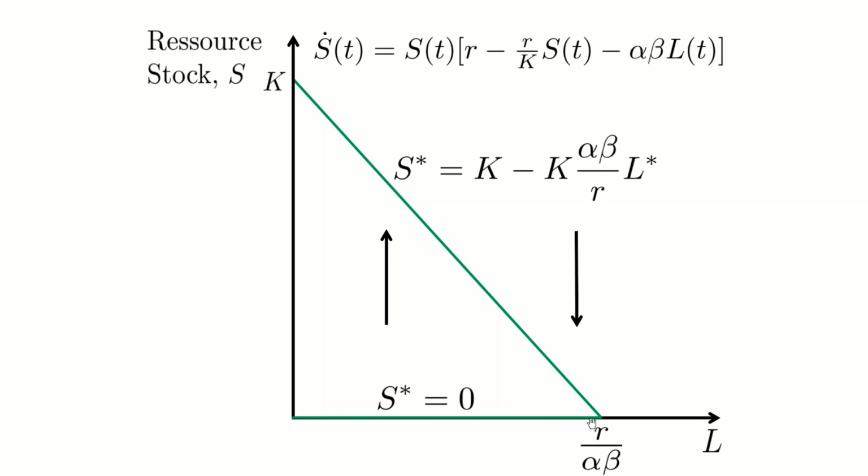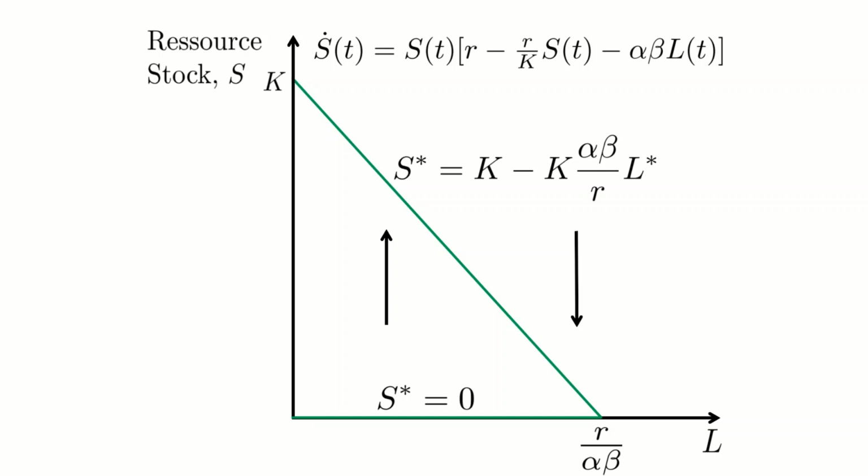This simply means that without any resources, the resource stock cannot grow, regardless of the number of people on the island. In the sustained island case, S equals K minus K alpha beta over R times L. If L equals 0, we see that S has to equal K. This makes sense since if nobody exploits resources on the island, then the stock will slowly converge to the natural carrying capacity in the long run.